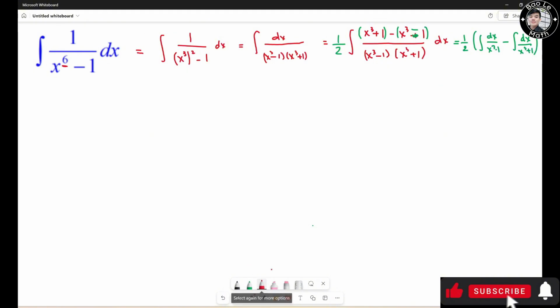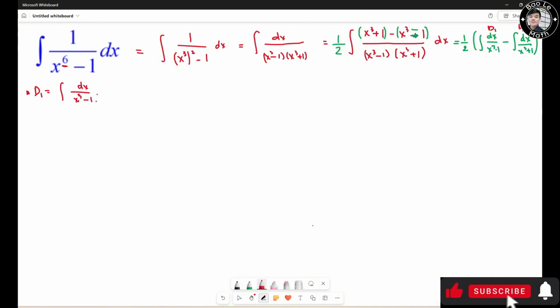Now, I call this one D1. I call this one D2. Now, I need to calculate D1 first. So, I have D1 equals the integral of ds over s cubed minus 1.